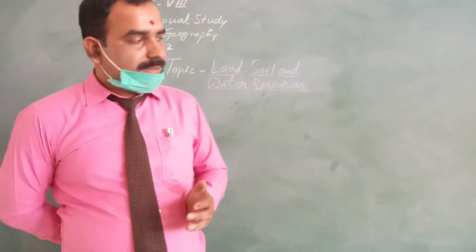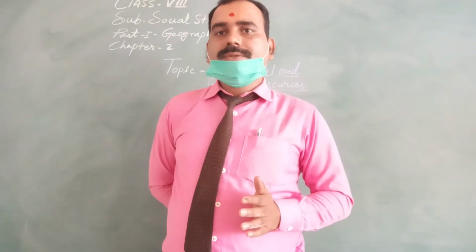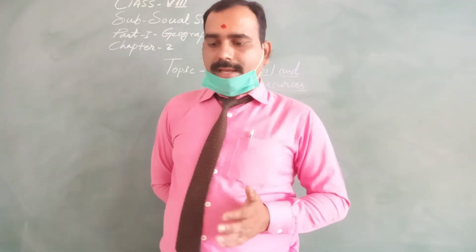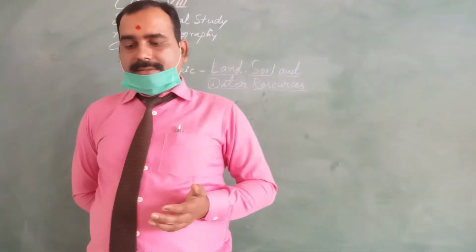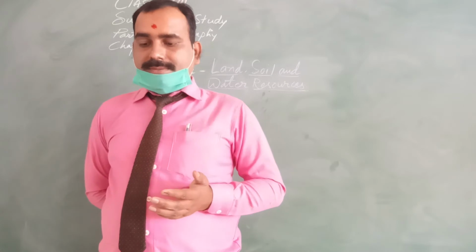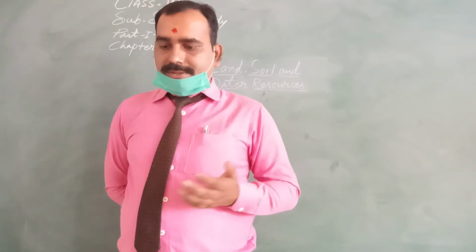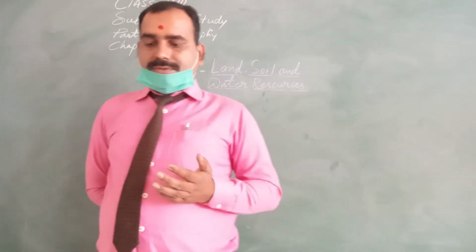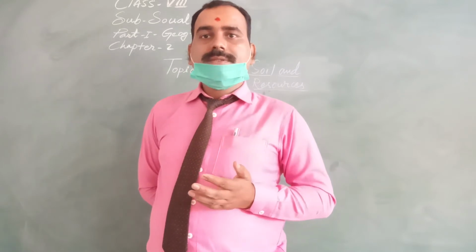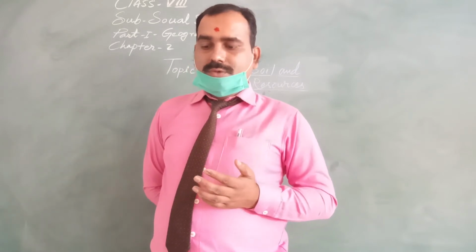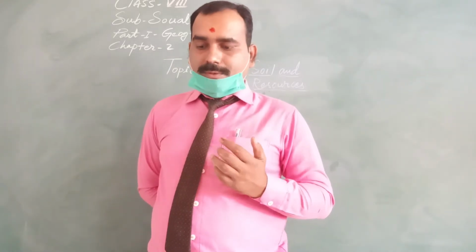In the next para of this chapter, I have explained what the uses of land are. Dear students, you all know that land is utilized by humans for various purposes. Generally, land is used for the purpose of agriculture, settlement, and other urban developments such as roads and industry by humans.